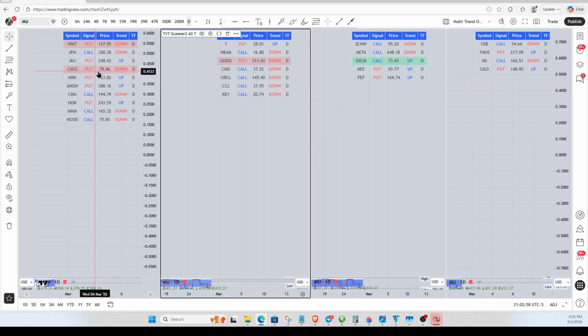Now, rather than do it into 8 separate things with the trend and without the trend, I combine them. If it's with the trend and it's a put, it's going to have a red background. If it's with the trend and it's a call, it's going to have a green background. Otherwise, it's against the trend. And I'm going to go into the difference between with the trend and against the trend, and how this information can benefit you next.